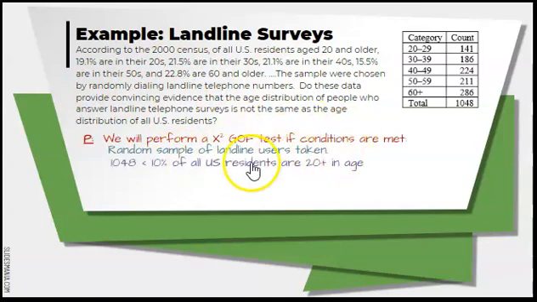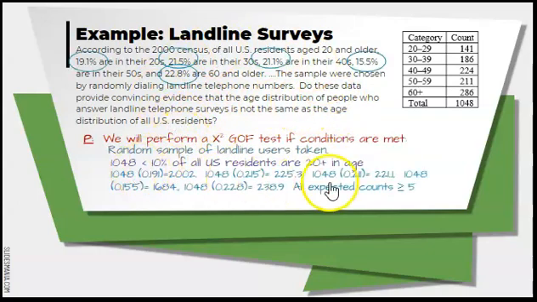10% condition? Yes. The sample size was 1,048. Is that less than 10% of all U.S. residents that are 20 and older? Indeed it is. It's reasonable. Now, for expected counts, you're going to have to really read the question carefully. We did all these calculations, and I want to show you where they came from.